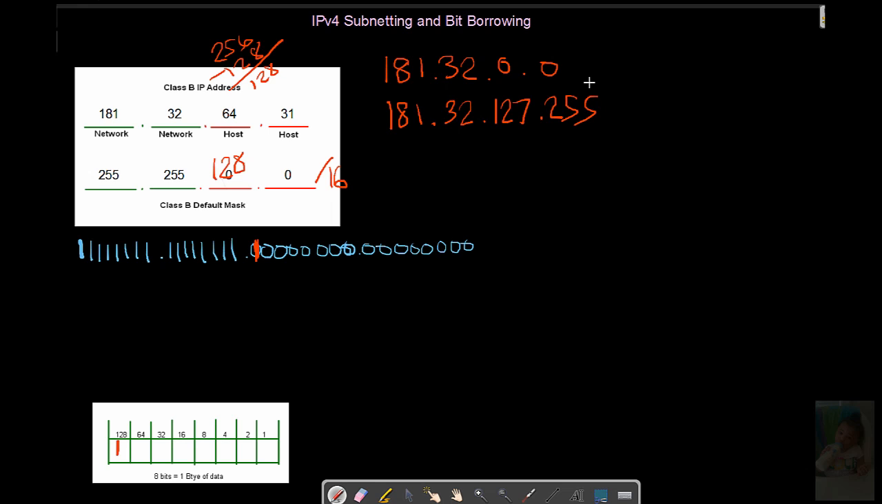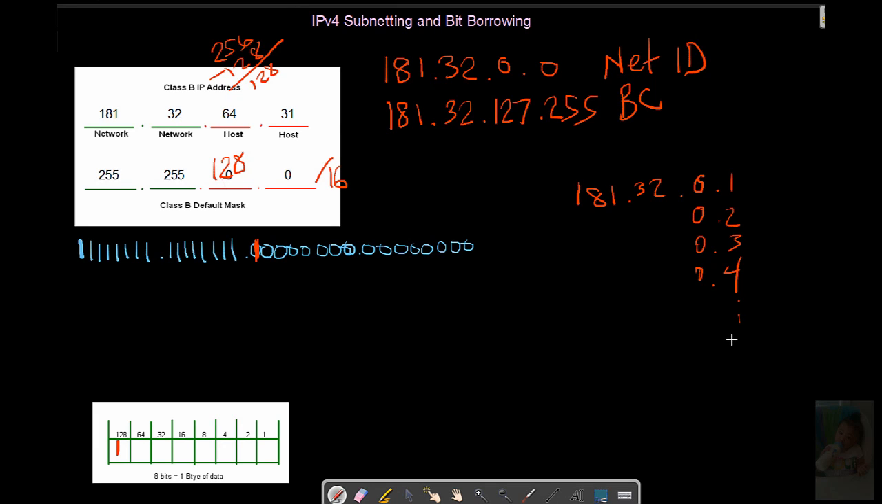181.32.127.255 ends up being the last possible address of our first network. Okay? That throws some people off initially, but here's what you're doing. As we are building these networks, let's just assume the 181.32 is always going to be present in the first part of the address. This is how these build. When this last octet reaches a value of 255, the very next host becomes 1.0, then 1.1, 1.2. This process keeps repeating again.